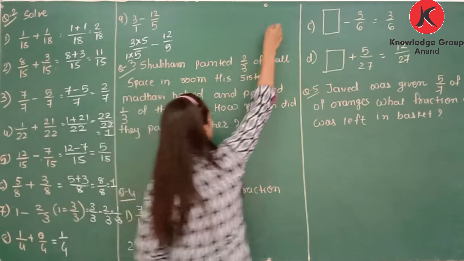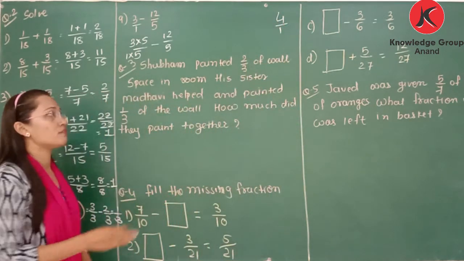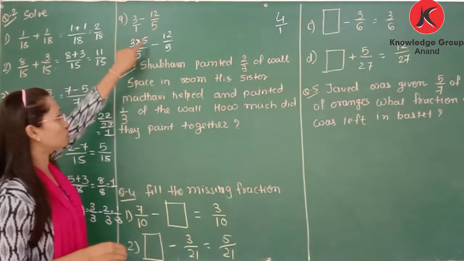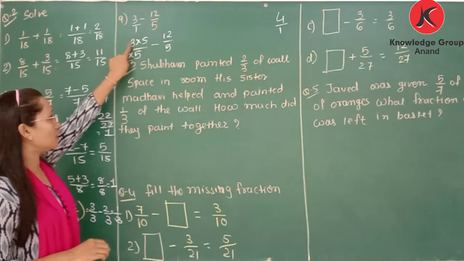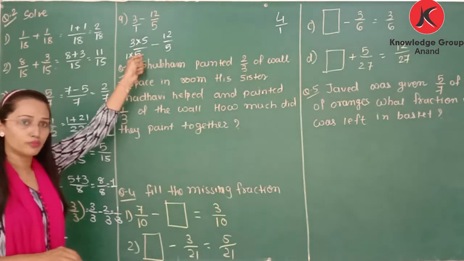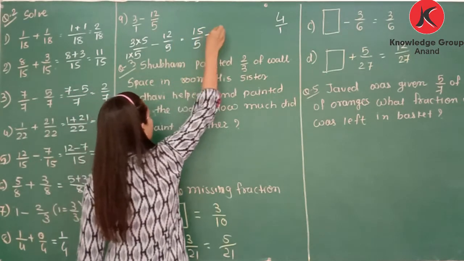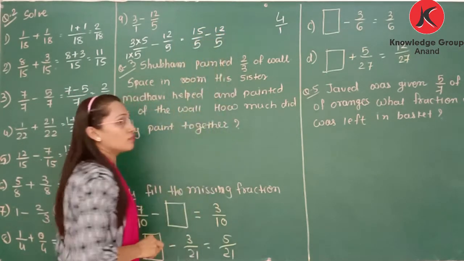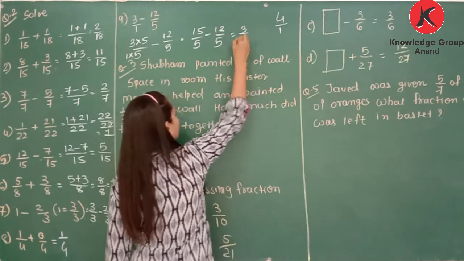Whatever number you write, its denominator is 1, clear. So 4 is equal to 4 by 1. So 3 is equal to 3 by 1. So here you need to multiply 3 with 5 and 1 with 5 to get denominator 5. Now we have 15 by 5 minus 12 by 5. Okay, so 15 minus 12 is 3 by 5.